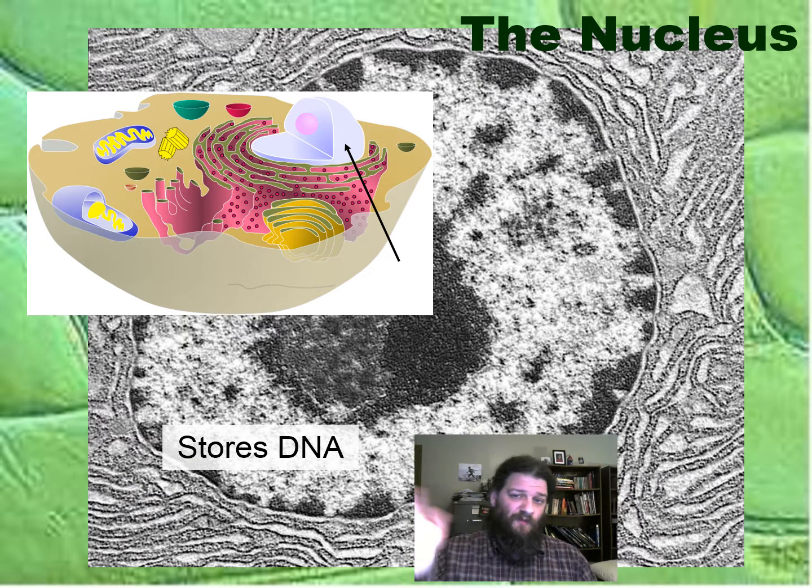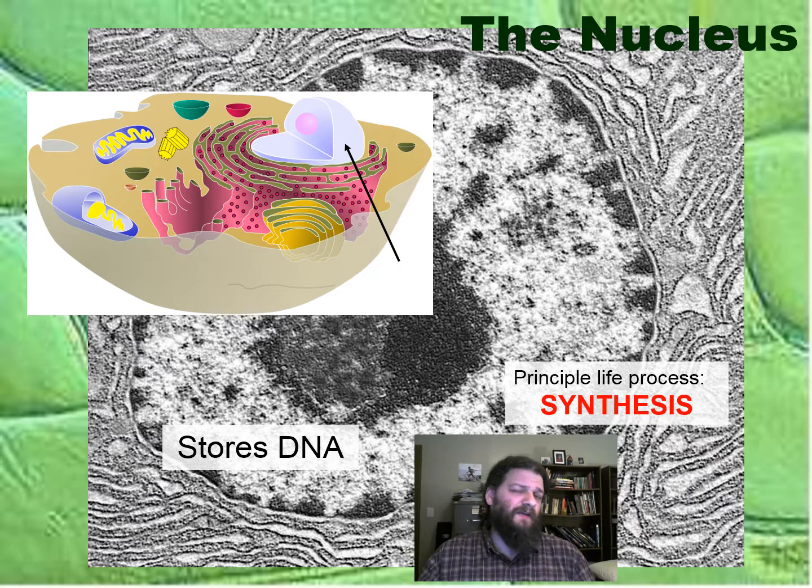See, the cytoplasm, the part outside of the nucleus, is kind of a dangerous place for nucleic acids like DNA. And so having it inside of a nucleus protects the DNA. Now, DNA, of course, is the instructions for protein construction. So if we were thinking of a principal life function for the nucleus, it would be synthesis for those proteins.